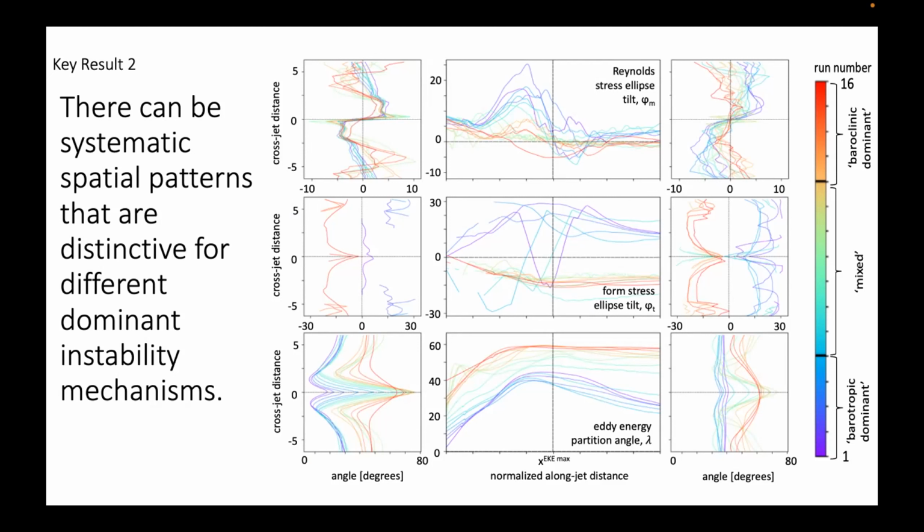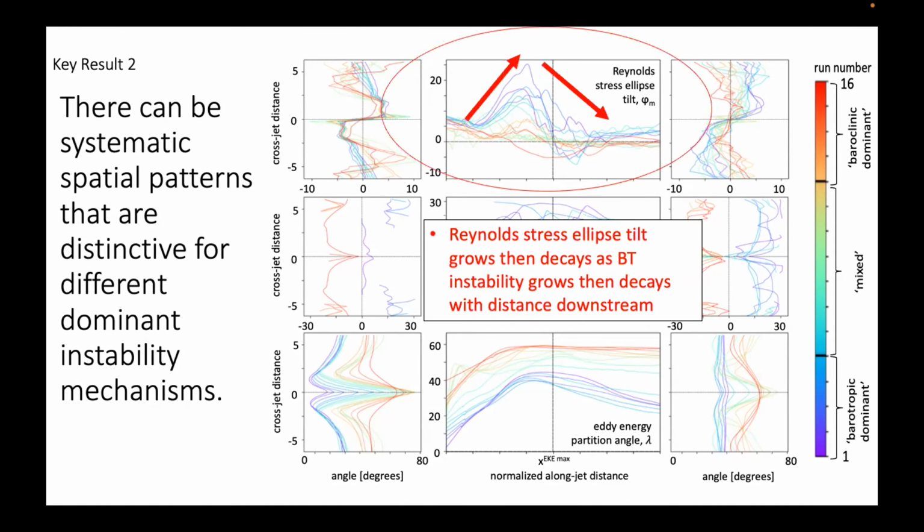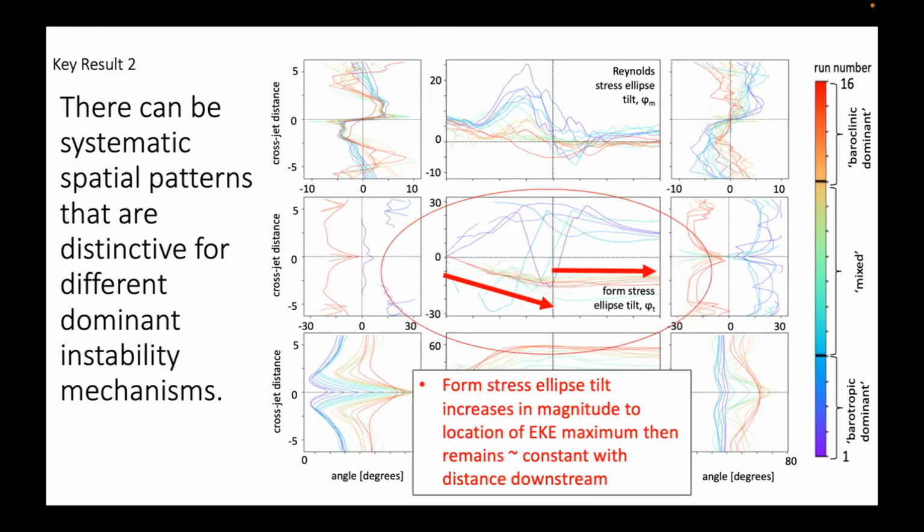Okay, and these are the three angles: the Reynolds stress ellipse tilt, the form stress ellipse tilt, and the eddy energy partition angle. Again, I'll just point out some things to save you the work. The Reynolds stress ellipse tilt has a systematic pattern where it grows and decays with the barotropic instability, with distance downstream. The form stress ellipse tilt is messy in the barotropic cases because it's not very important. But in the baroclinic dominated cases, we see a pattern with the tilt increasing in magnitude while the baroclinic instability is growing.